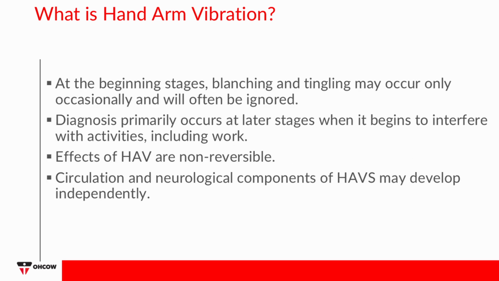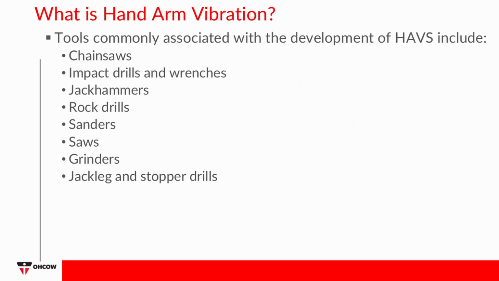In the early stages, symptoms such as finger blanching and tingling may occur intermittently and are often overlooked. Diagnosis typically happens in later stages, once the symptoms begin to interfere with daily activities, including work. The effects of hand-arm vibration are permanent and non-reversible. The circulatory and neurological symptoms of HAVS can develop separately or together, depending on the nature and duration of exposure.